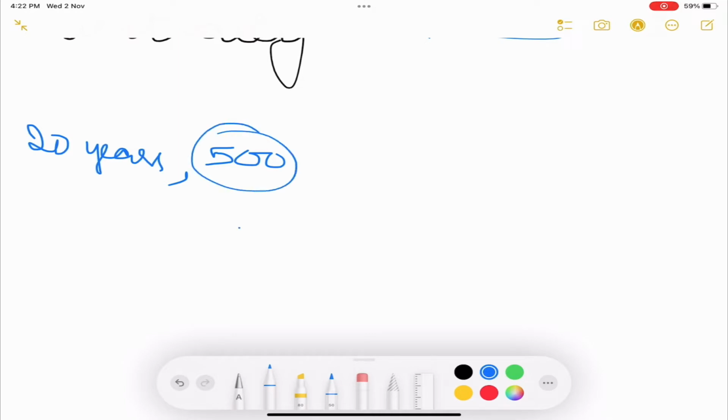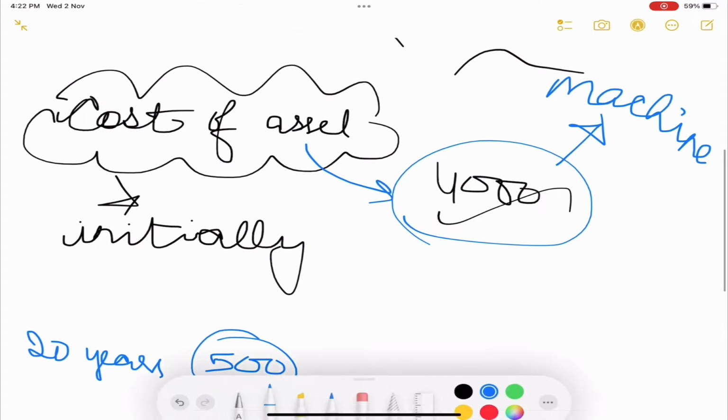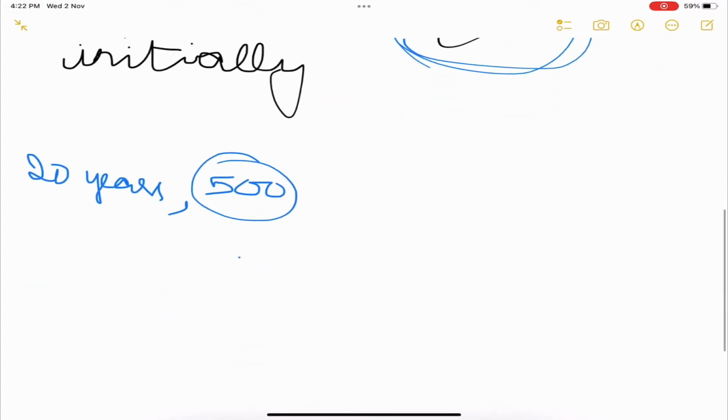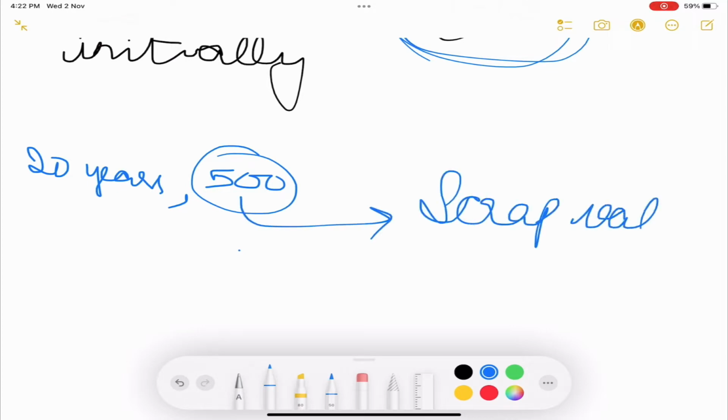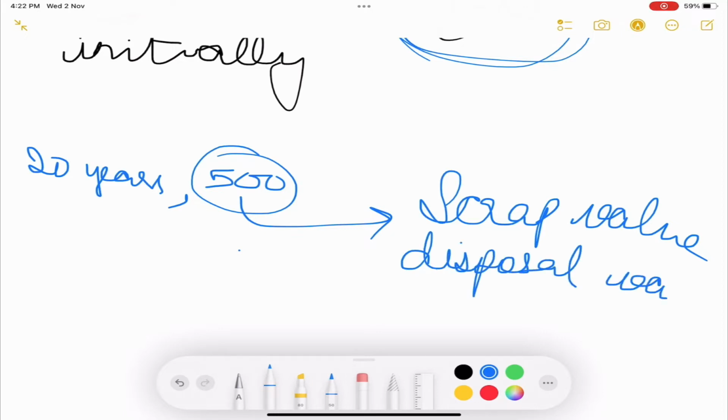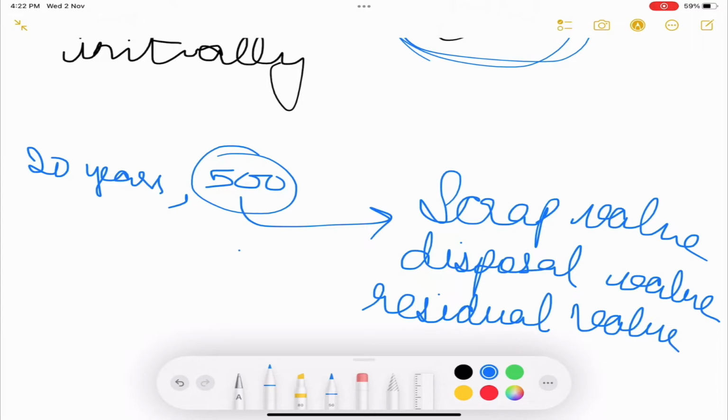So this 500 rupees, what is this called? When I bought it, it was 4,000, but today when I sell it, I am getting only 500. This 500 is known as my scrap value, or disposal value, or residual value. All the three mean one and the same thing. The amount which I am getting when I sell my asset today is the scrap value or the disposal value of my asset. I hope you're writing all of this down.